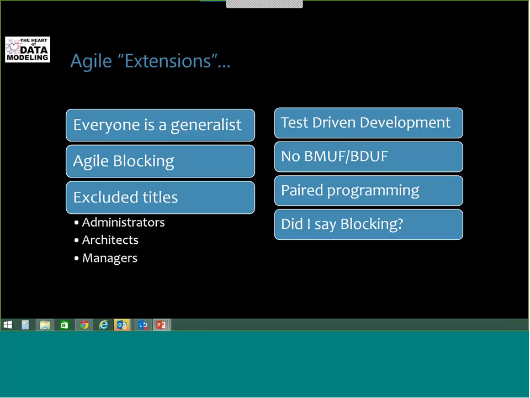Then there's the concept of no big models up front, or no big designs up front. These acronyms are disparaging terms used for the traditional waterfall method, as well as any modeling or design that may need to be done before development starts.